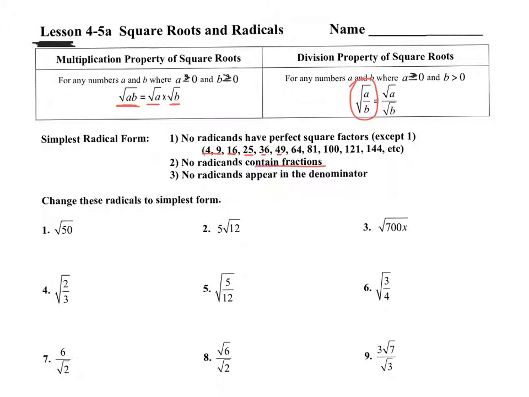You can't have a radicand, so radicand is what's under your radical, right? That has a fraction. And then no radicals appear in the denominator. So you cannot have a fraction where your denominator has a radical in it. That's not considered simplest radical form.